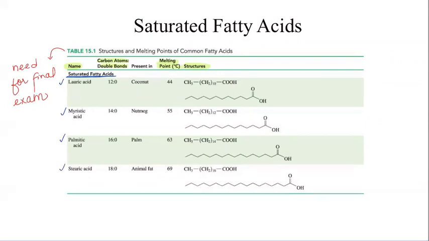So again, these fatty acids are going to be present in certain products, and that is the 3rd column. For example, lauric acid is the fat that is mainly found in coconut products. So whenever you consume or utilize coconut oil, lauric acid is what is present in there. If you consume nutmeg, then you have myristic acid. Palm oil is what gives rise to palmitic acid. And then, for example, if you consume lard or other animal fat, stearic acid is going to be the fatty acid present in that food substance.